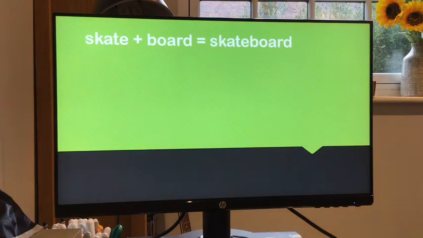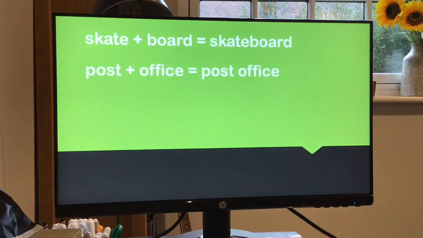Now, there are different ways to make compound words. We've looked at this way, which is joining two separate words and they simply become one bigger word. So skate and board is skateboard. Now, if we join post and office, we make the compound word post office, but it's called an open compound word because it's not joined as one word. Post itself is mail that comes through your door, and office is where people go to work.